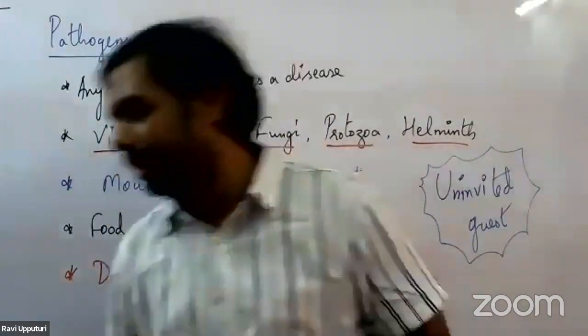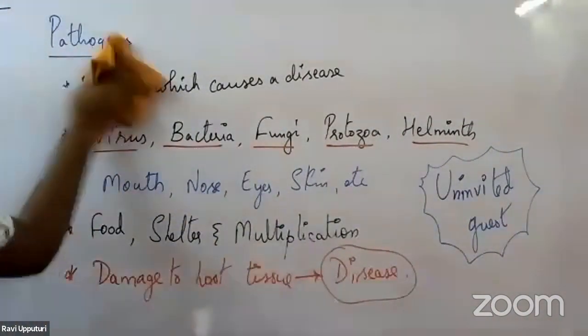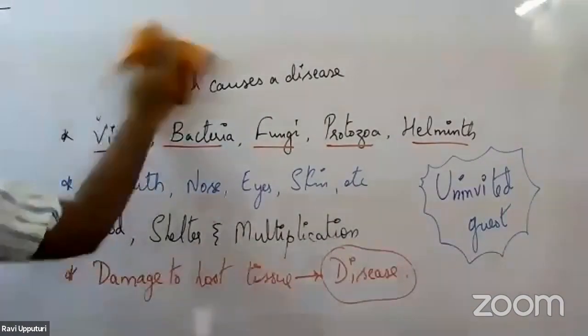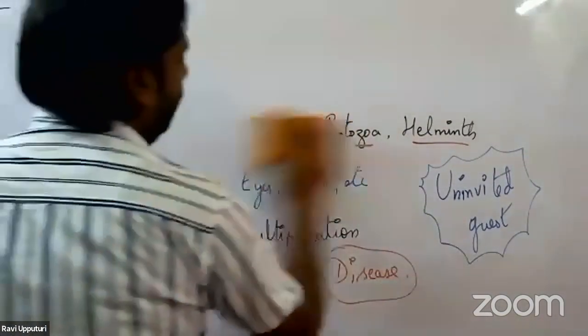Right. Now, let's get into the first part of the chapter. As I've already said, we have divided the entire chapter into 4 parts, right? So the first one is the common diseases in case of humans. That is the first part we'll be taking up.